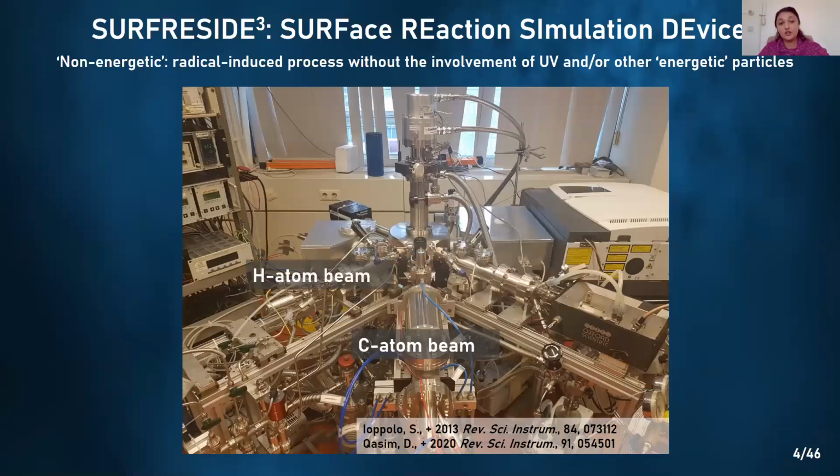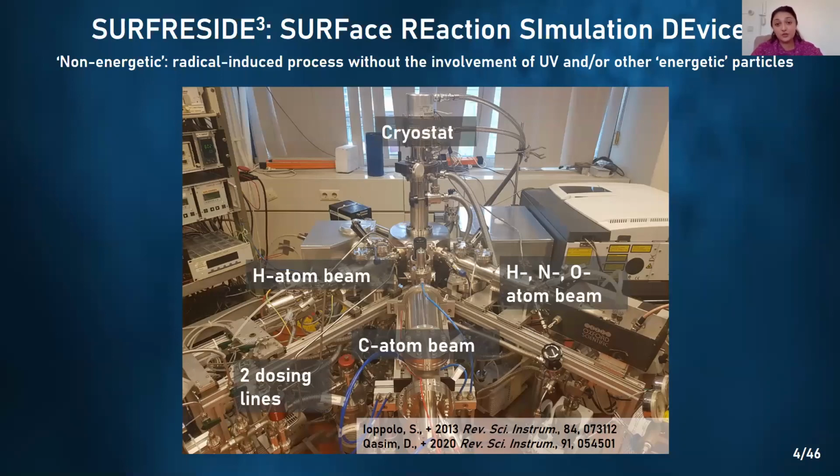We have a hydrogen atom beam source that produces hydrogen atoms by thermally cracking hydrogen molecules. We also have a microwave atom beam source that allows us to produce not only hydrogen atoms, but also nitrogen and oxygen atoms. We have two independent dosing lines that are turbomolecularly pumped. A cryostat is used to cool and heat the sample, which is where the ices are grown. And all the data is recorded by a quadrupole mass spectrometer and a Fourier transform infrared spectrometer.